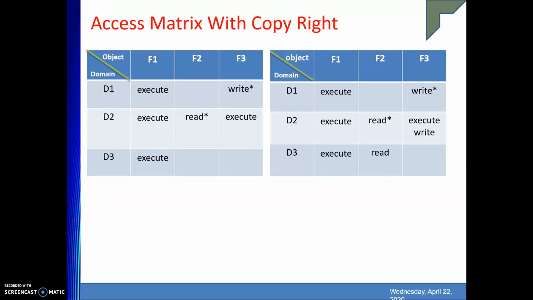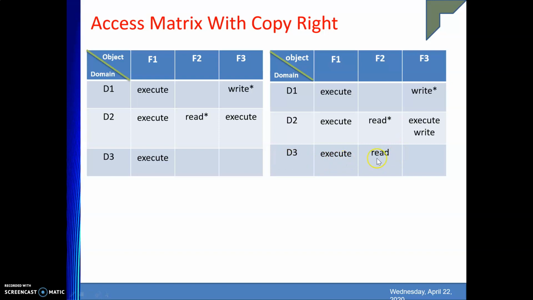We'll see with one example. Say our access matrix is given like this one, this first figure. Here in column F2, the entry is read star in the domain D2. So a process executing in domain D2 can copy the right read to other domains also, right? So with read star, this read access right can be copied to other domains for object F2. See this read star, because of that read is there here, and another write star, so this write is copied here. And please see here this read star is copied as read, not as read star.